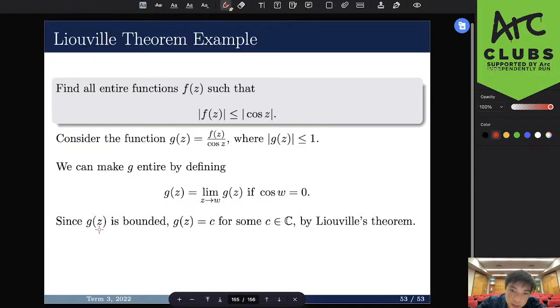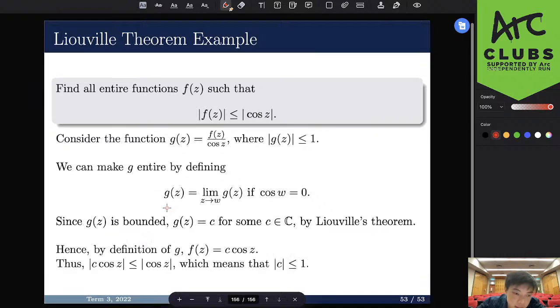So now what we can do is we have g of z being bounded, and so we use Liouville's theorem to say that g of z is some constant. And of course, we can multiply both sides by cos z, and we get f is equal to c times cos z, where c is some constant. But of course, the constant has some restrictions, because if we sub this f right here into our original inequality, then we would be able to cancel the modulus of cos z, and what we get is the modulus of c is less than or equal to 1, and so that is our final restriction, and we have the entire class of functions that f could be, which is c times cos z, where c is some constant that has a modulus of less than or equal to 1.